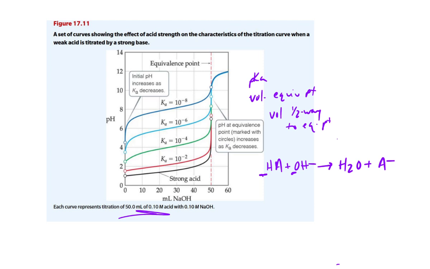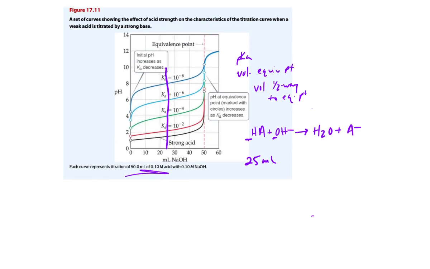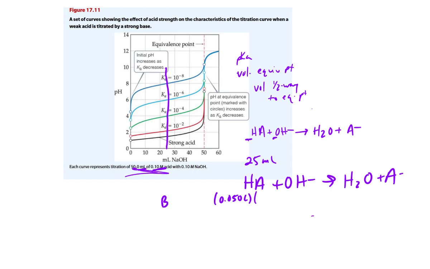Halfway then to that equivalence point. Okay? So I'm going to draw a line here. 25 mLs. So we start with 50 milliliters of 0.1 molar acid, and we're titrating with 0.1 molar sodium hydroxide. Okay. I'm going to rewrite my reaction. Our before moles, or our initial moles of HA, take our volume, 0.05 liters, times the molarity, 0.1, so 0.005, right? Is that right? Did I do that right? Moles.